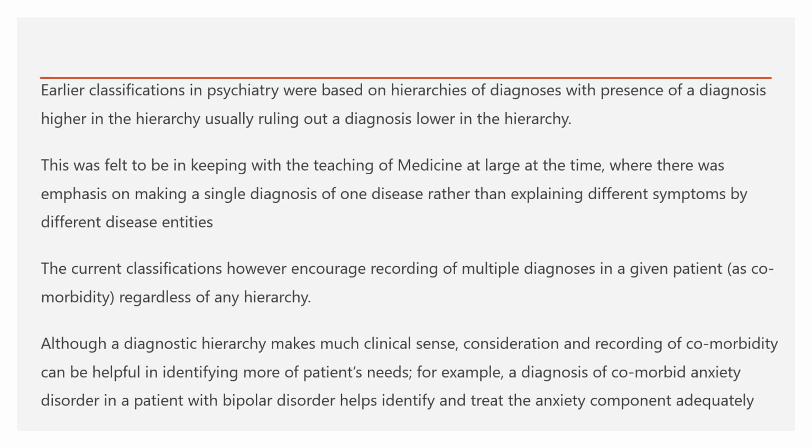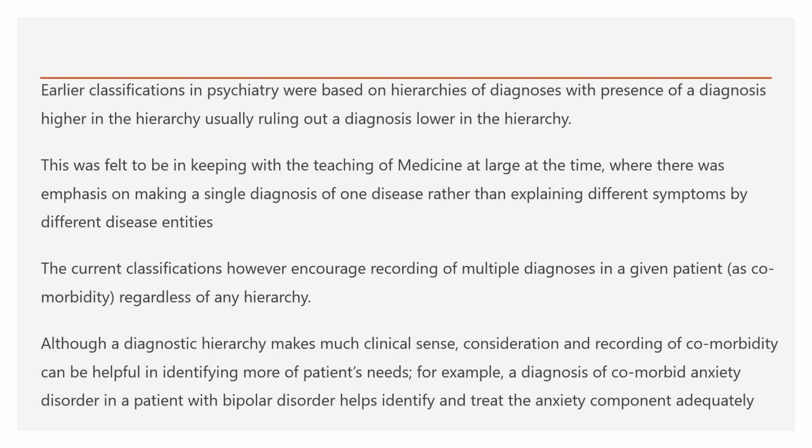So then what would people do? They would say, let's make the diagnosis of psychosis, and anxiety and depression all go away. Okay, so the diagnosis of lower hierarchy was just ruled out. But this was felt to be in keeping with the teaching of medicine at large at that time, and the emphasis was on a single diagnosis, rather than explaining different symptoms and different diseases. So their belief was that we want a very single diagnosis, so that is why they ruled out all others.